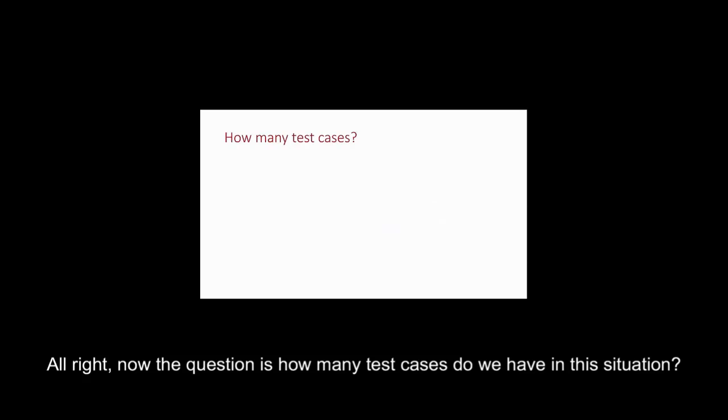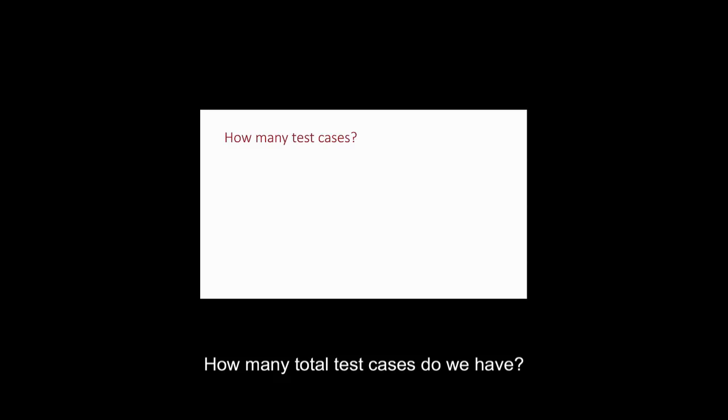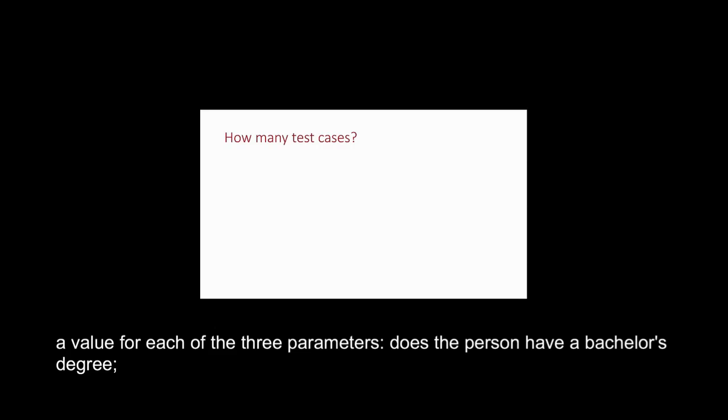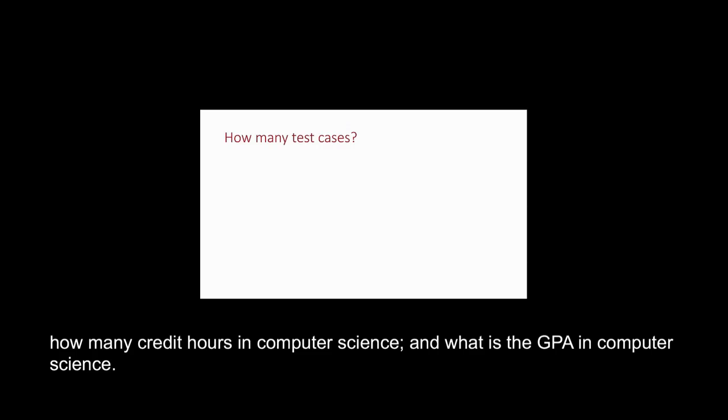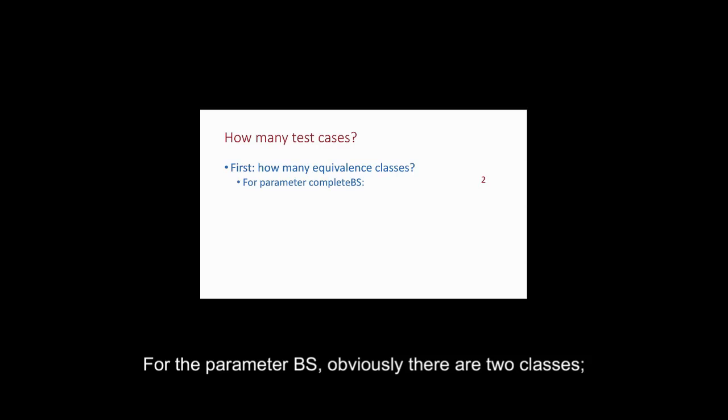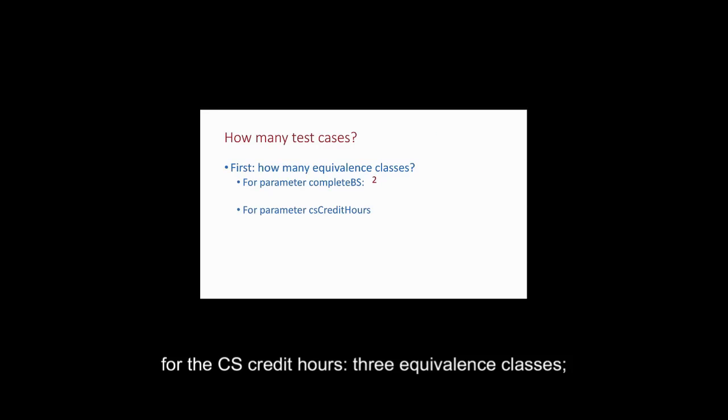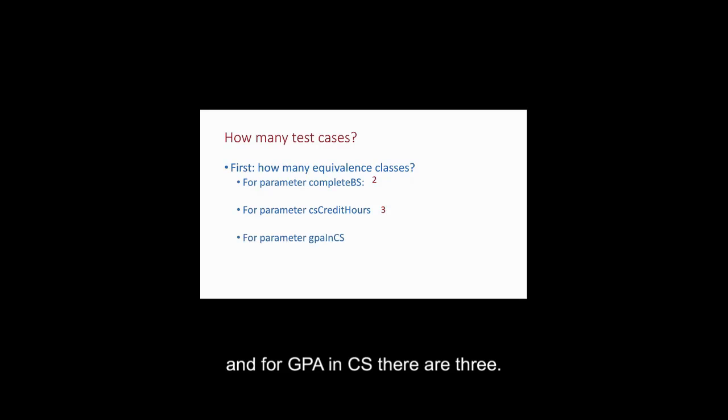All right, now the question is, how many test cases do we have in this situation? How many total test cases do we have? Remember that each test case will actually have three values, a value for each of the three parameters. Does the person have a bachelor's degree? How many credit hours in computer science? And what is the GPA in computer science? For the parameter completedBS, obviously there are two classes. For the CS credit hours, three equivalence classes, and for GPA in CS, there are three.